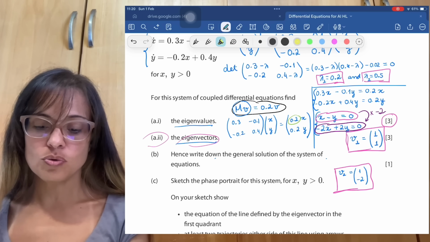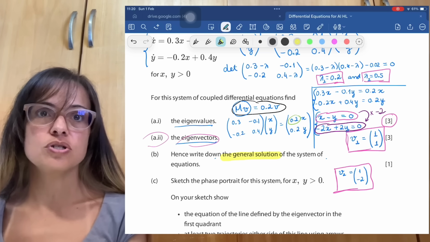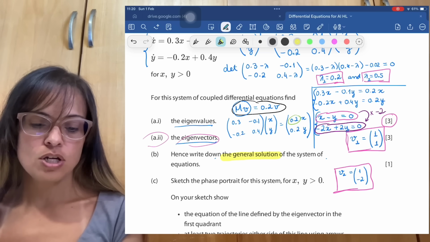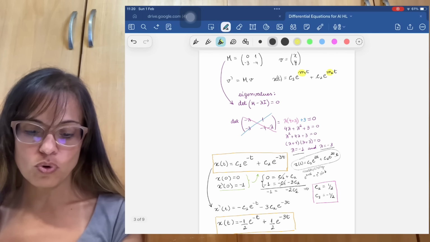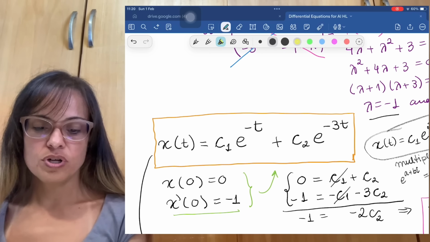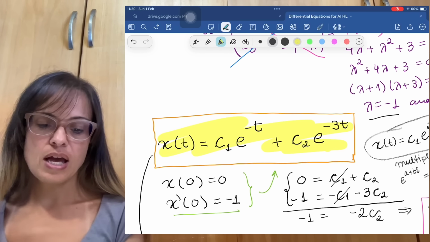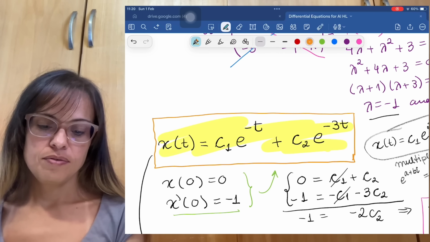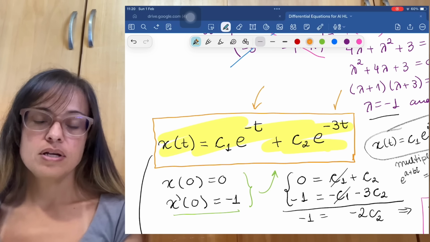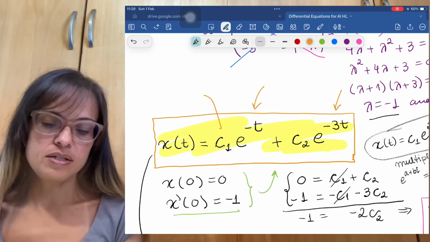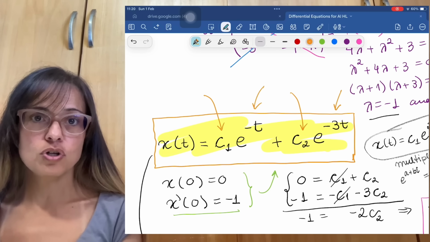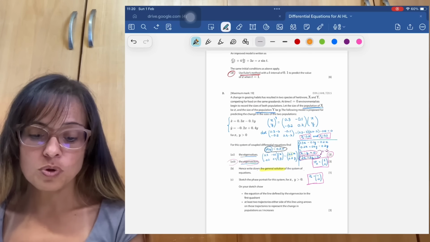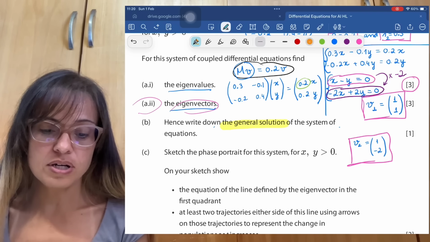Hence, write down the general solution of the system of equations. And this is analogous to what we were doing before. The general solution was this one, where we had already placed the eigenvalues in the exponents, but we hadn't yet found the values of the constants. So that's what we want to do now, but here it's different.